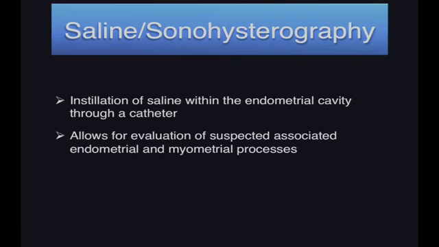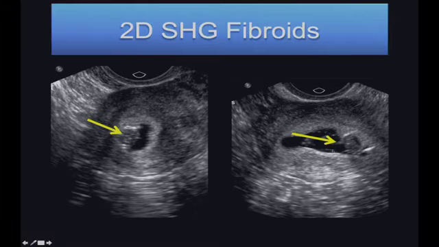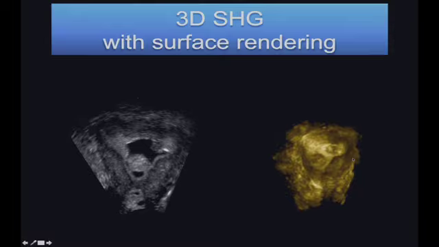So the relationship of fibroids to the endometrial cavity is often better evaluated using sonohysterography, which is installation of saline within the endometrial cavity. So here we have the 2D sonohysterogram in this patient, and we can see that the larger fibroid has at least a partially submucosal component associated with the endometrial cavity. And the smaller fibroid actually looks like it's completely within the cavity, just using 2D sonohysterography.